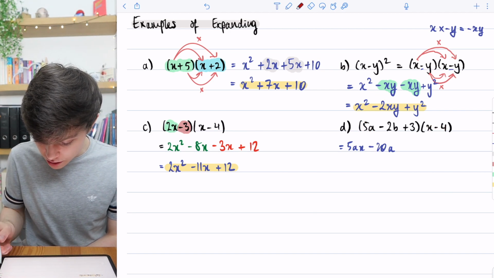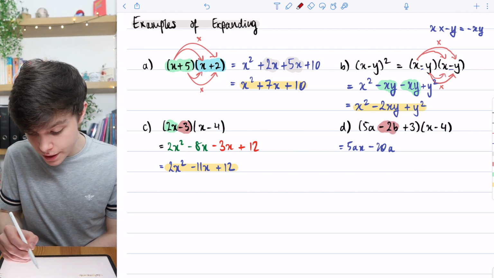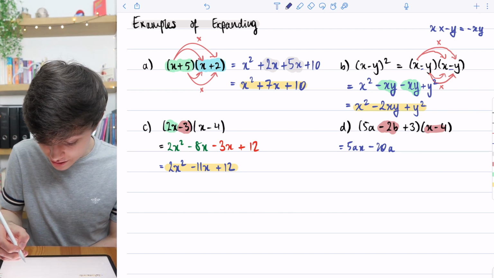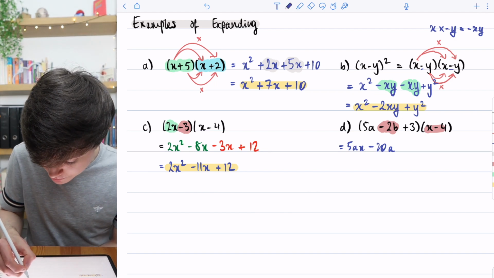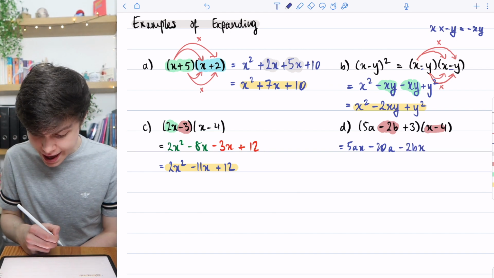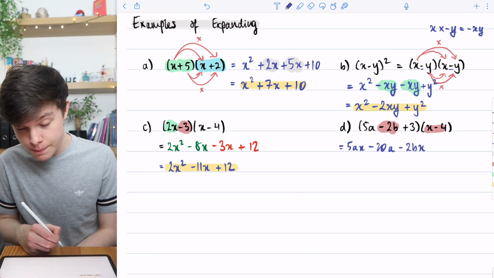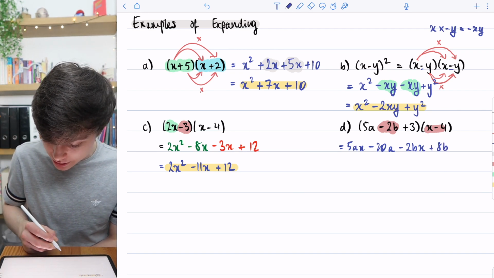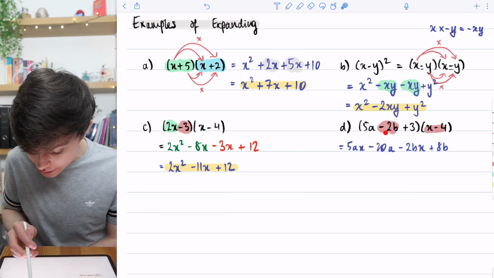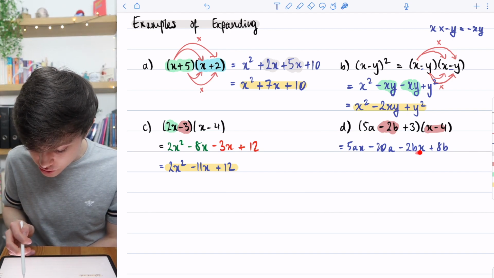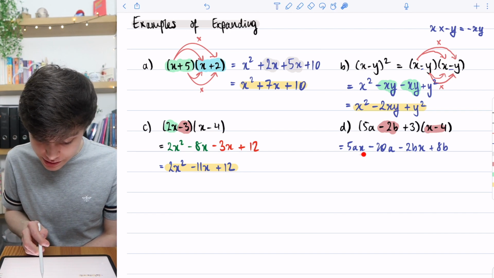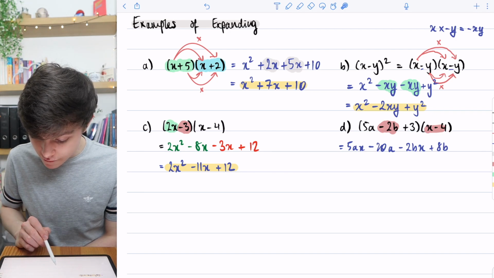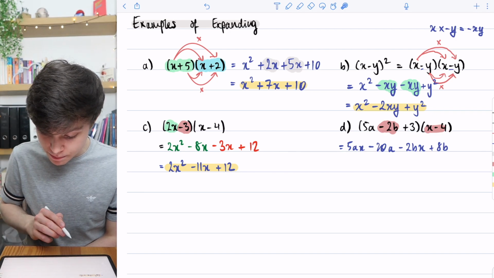And now we're going to be doing the minus 2b with everything in that bracket. So I'm going to take the negative with it. Minus 2b times x will give me minus 2bx. And then minus 2b times minus 4 will give me plus 8b. Let's double check we've done that correctly. Minus 2b times x will give me minus 2bx, and again, writing those in alphabetical order. And then the minus 2b times the minus 4 will give me positive 8b.